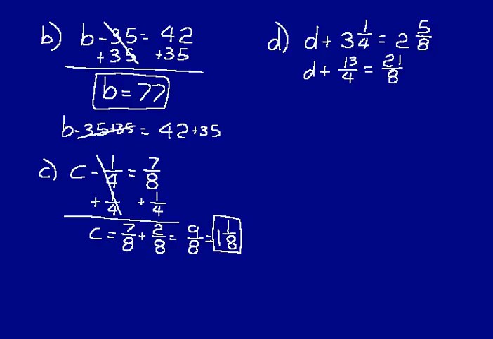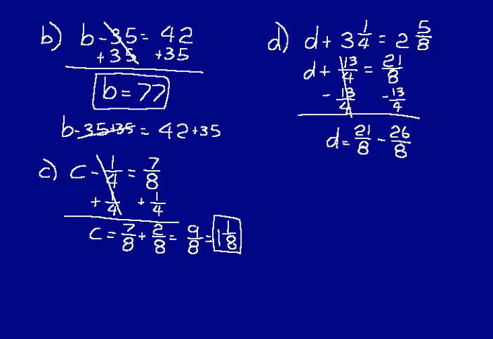Okay, now we want to get D by itself. We want to solve for D and find out what the root is, or solution to this equation. And so we can do that by adding a negative 13 over 4 to both sides. So that cancels the 13 over 4 on the left, and then we'll have D is equal to 21 over 8 minus 13 over 4. We need to have a common denominator here, so that'll be minus 26 over 8.